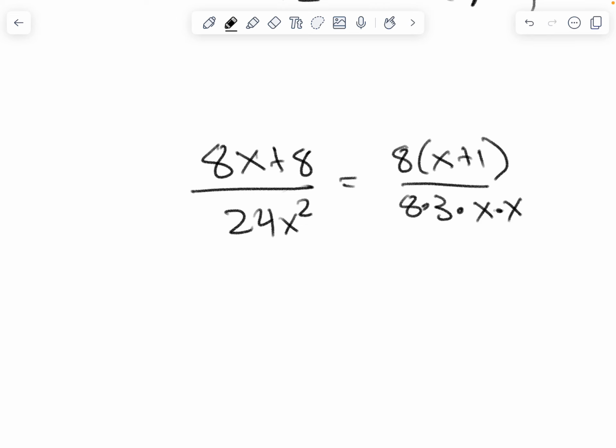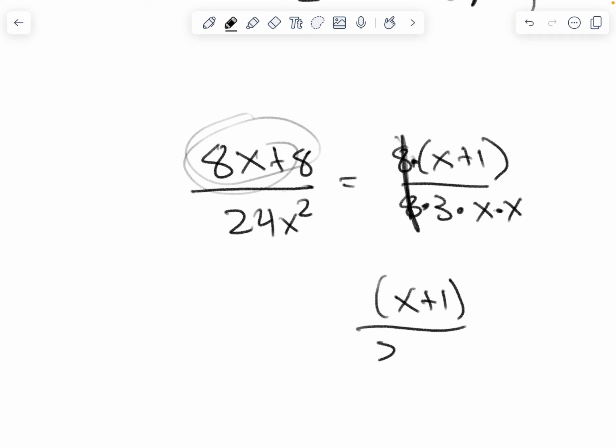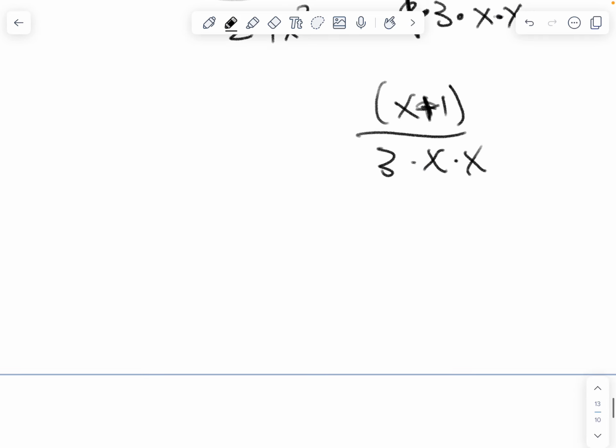So now instead of it being two things added on the top, it's two things being multiplied on the top. And because we have multiplication, 8 is a factor of the top, 8 is a factor of the bottom. That can cancel off. And so now I have x plus 1 over 3 times x times x. Now can I cancel these x's? No, you cannot cancel those x's because x is not a factor of everything on the top. You can't cross things off if there's a plus in between them. You can only cross things off if there's a multiplication in between them. So the final answer on that one is x plus 1 over 3x squared. You cannot simplify that any further.